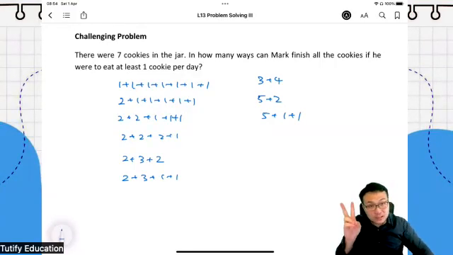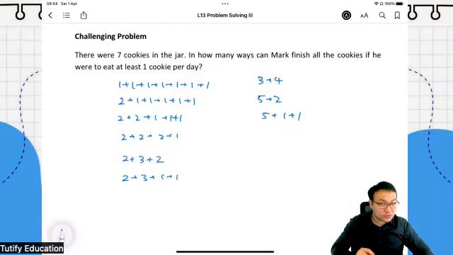I give you 2 minutes. Think about it. How are you going to solve this challenging problem? If you have an answer, type it in the chat.